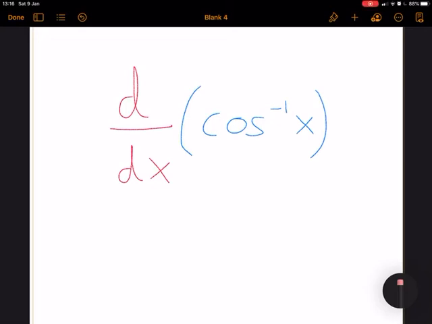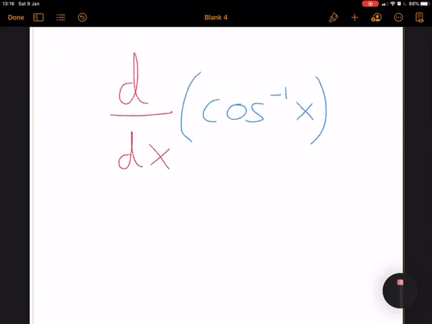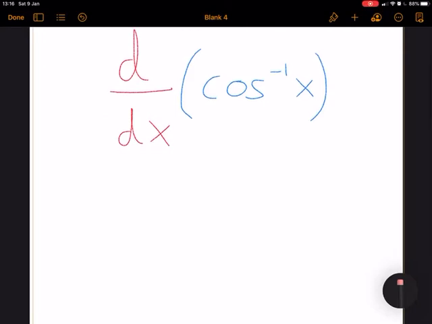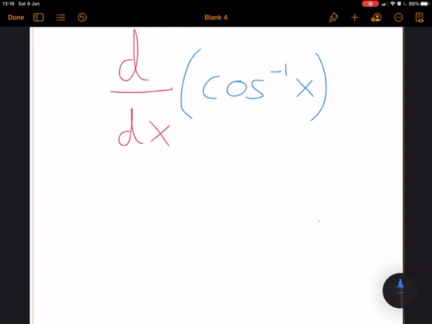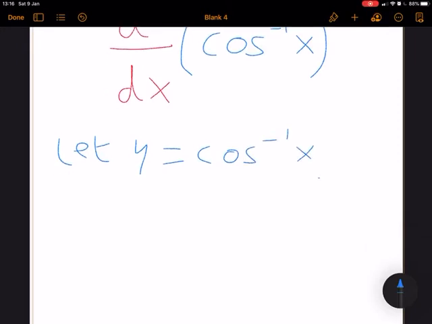Today I'm going to be showing you how to differentiate the inverse cos of x. The way we would do this first is we've got to think about just sort of making it into steps. Once you know this, it's very straightforward. So the first thing you want to do is let y equal the inverse cos of x. Now we can visibly see that cos y is x.